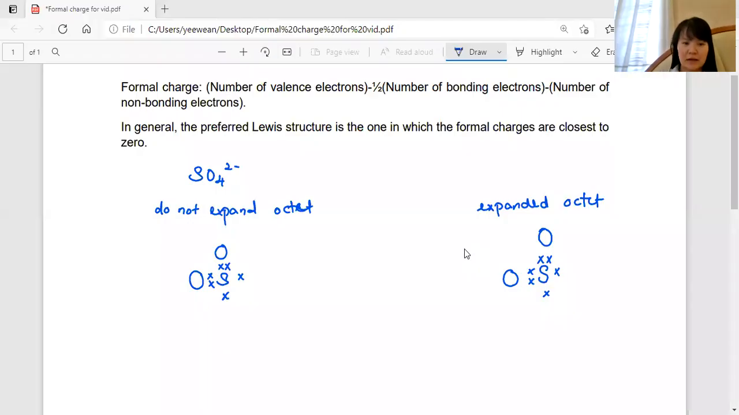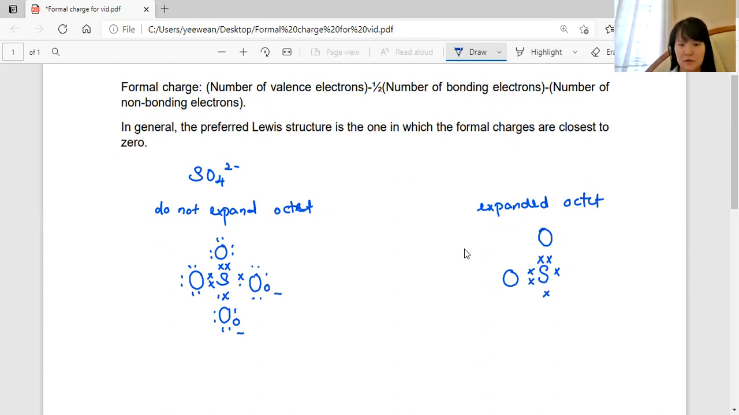So we'll have a look at one structure that does not expand the octet of sulfur and one which expands the octet. Okay, sulfur has 6 outermost electrons. Then I'm going to fill in for the oxygen, and oxygen has 6 as well in the outermost. So this one does not expand the octet. 1, 2 from sulfur, 6 from each oxygen, and 1 each from the two negative charges.